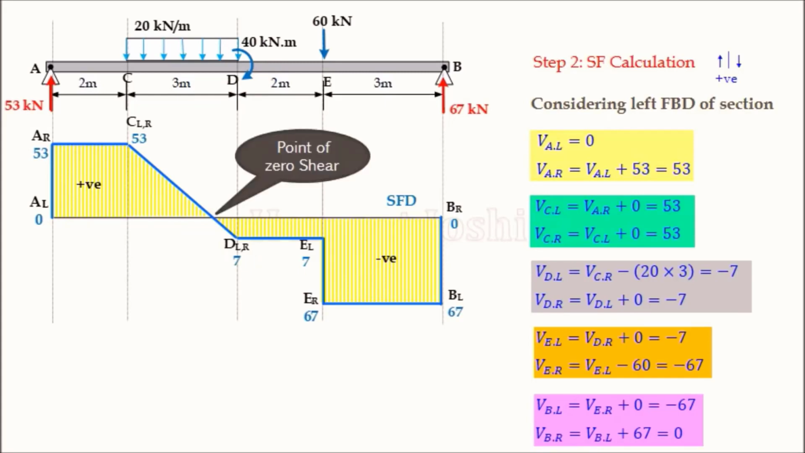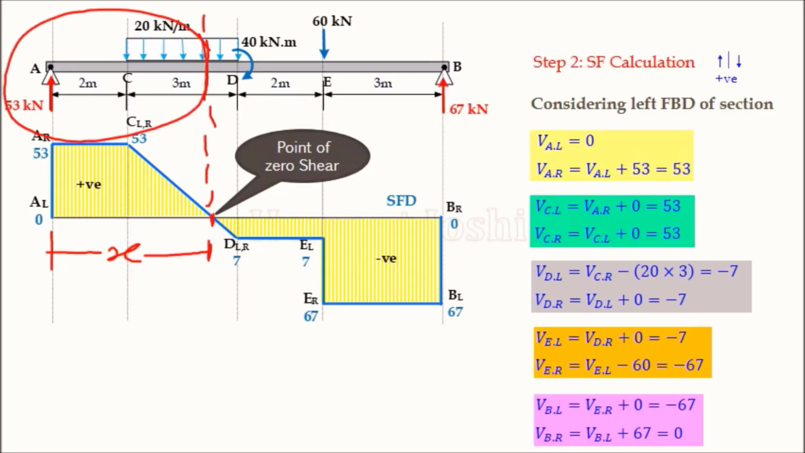But one more important thing when you plot is the point of zero shear. This point we get. So we are interested to find out the location of this particular point. Let us call this distance x. I have taken x from left because it is the simpler side. You may take x from right, no problem at all. Right now, I have taken x from left point A. Now I am extending this point to my loading diagram, and this FBD we are going to consider.